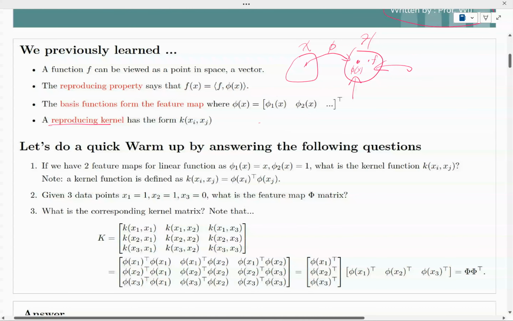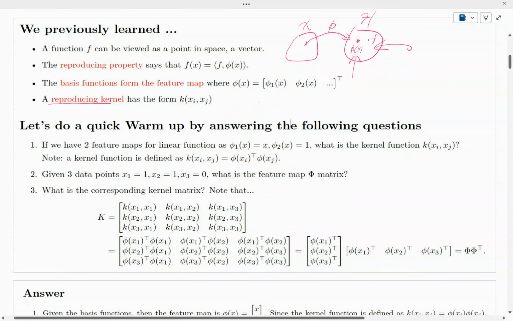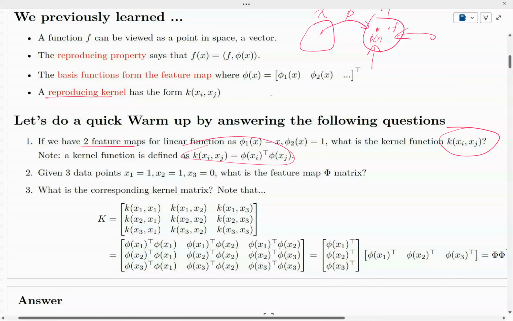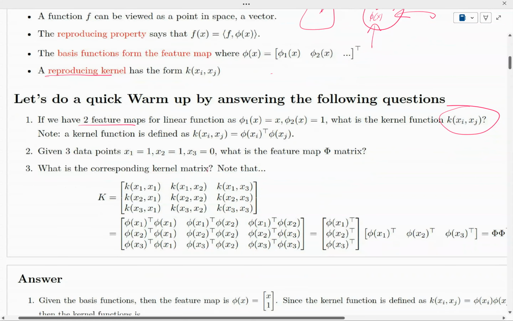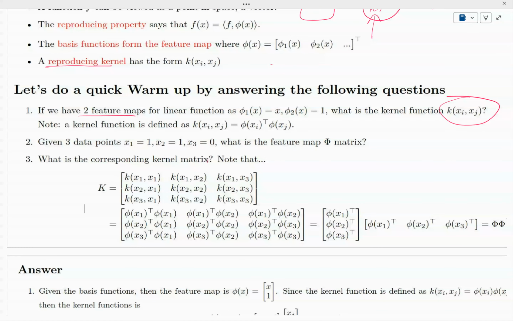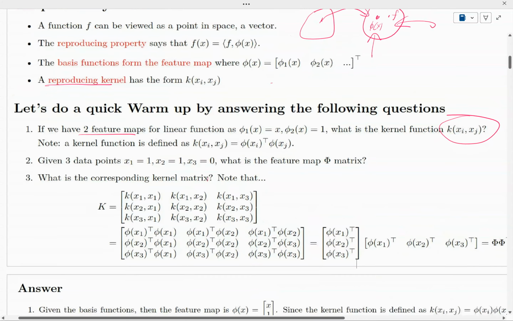Before we move on, just to really make sure you understand these concepts, you need to warm up by answering the following questions. First, if we have two feature maps, phi 1 and phi 2, which are linear, what is the kernel function? The function itself. See if you can answer that. Pause the video. Remember the kernel function is defined like this. Second, given three data points, x1, x2, x3, what is the feature map, the capital Phi matrix? Next, see if you can find the kernel matrix. Remember that the kernel matrix is essentially the phi matrix times the phi matrix transpose. Pause the video and we'll go on.